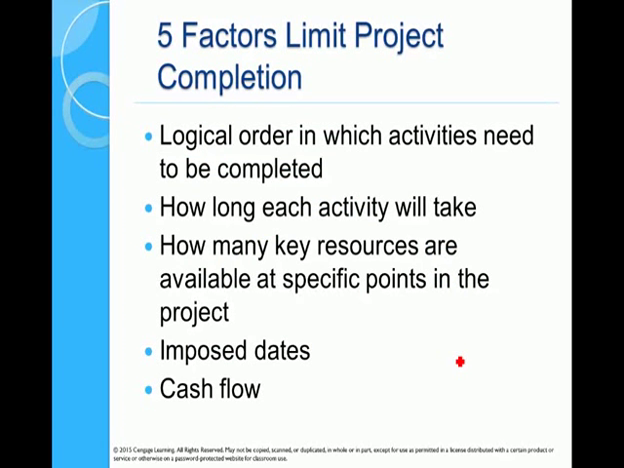So we're just finishing up now. There are 5 factors that limit the project completion. Obviously the order in which things can occur. If everything could be done simultaneously, we'd be finished as quickly as possible. But because some things need to occur before others, that extends the life of the project. The length or the duration of each activity affects the project schedule, so how quickly we can complete the project.